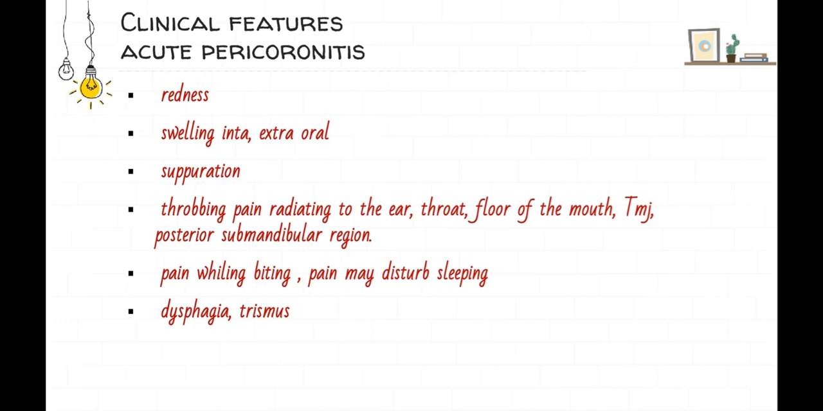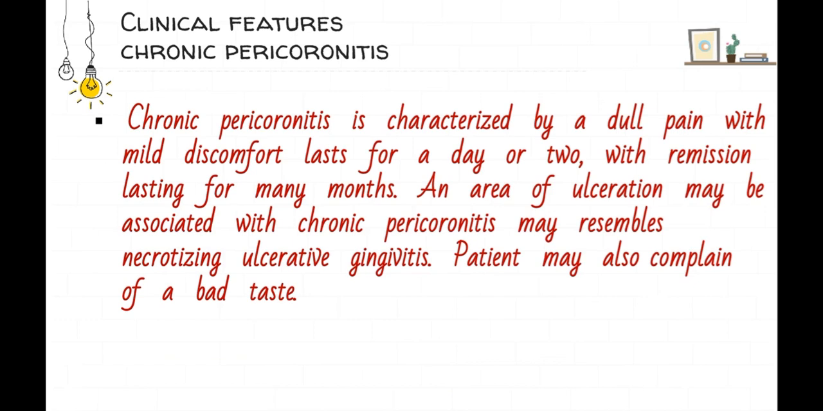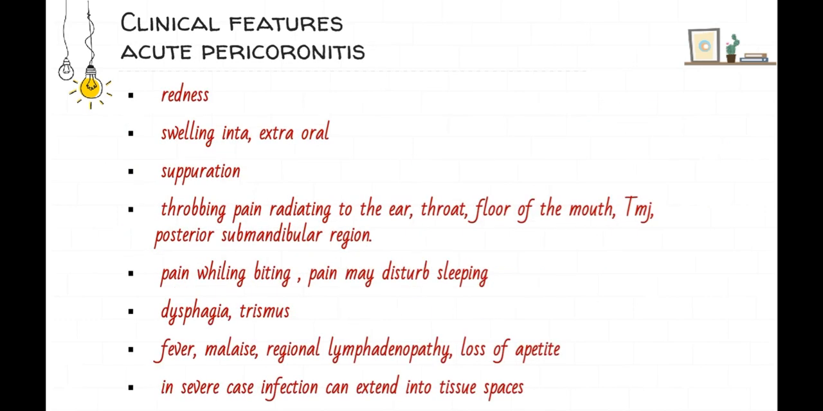Trismus, that is difficulty in mouth opening. Fever, malaise, regional lymphadenopathy, loss of appetite. These are all features of acute pericoronitis. In severe cases, infection can extend to tissue spaces. I'll discuss later what will happen when infection extends into tissue spaces in the complication part.